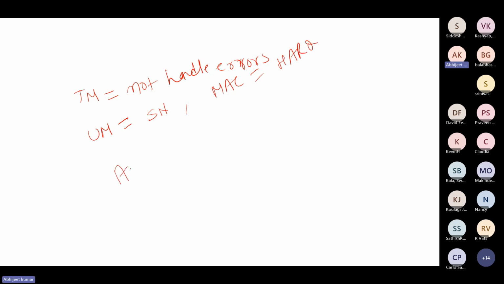Then we have the AM mode. In AM mode, we have both. We can detect the error and we can correct the error using the combination of the sequence number, the acknowledge message, and the retransmission. So these are the functions for the RLC.